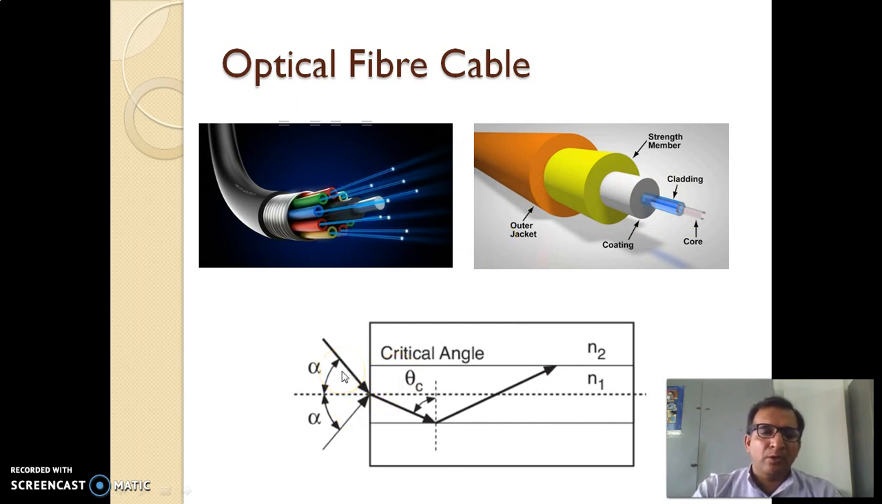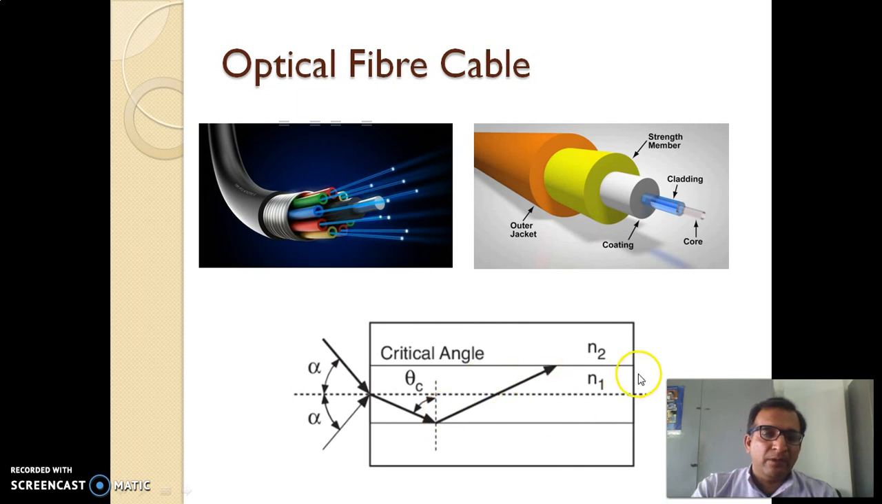Here is the principle called total internal reflection, using which the light travels in an optical fiber cable. When the light enters the inner core, core is actually the denser medium, and cladding is the rarer medium, having refractive indexes N1 and N2. When the light strikes the boundary and the angle of incidence is more than the critical angle of the two mediums, because of this property, called total internal reflection, refraction doesn't occur. The light is not refracted but reflected back into the same medium.